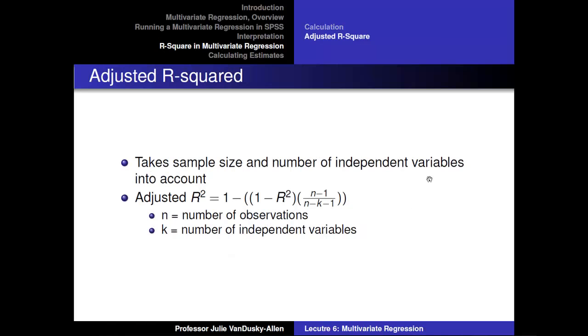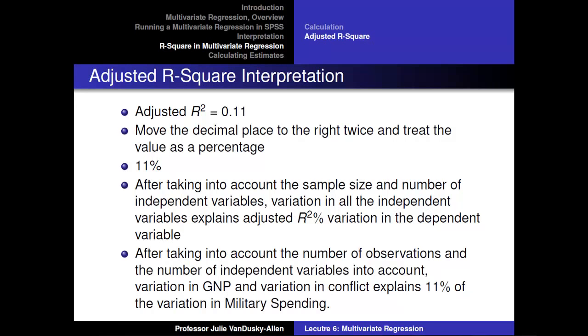The adjusted R-square in multivariate regression is also similar to the adjusted R-square in bivariate regression. Recall that the adjusted R-square takes into account the sample size and number of independent variables. Now I'm going to show you how to interpret the adjusted R-square in multivariate regression.